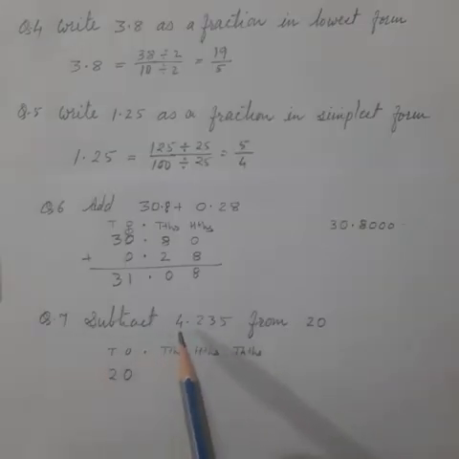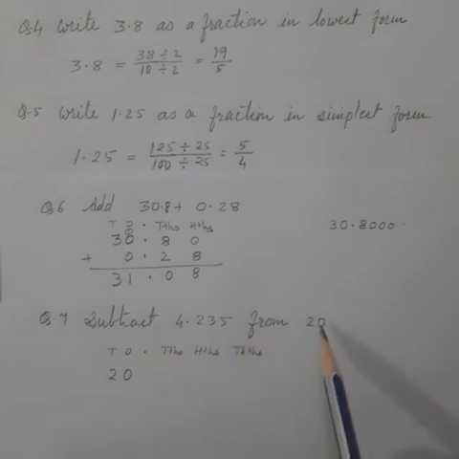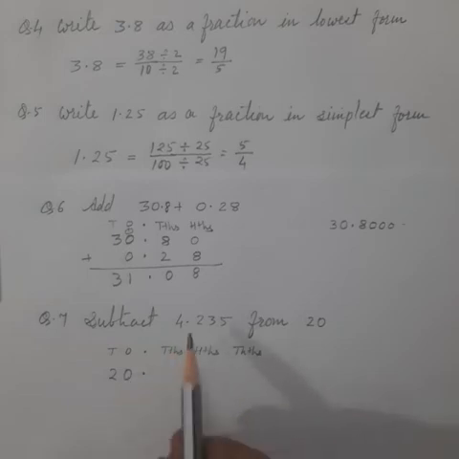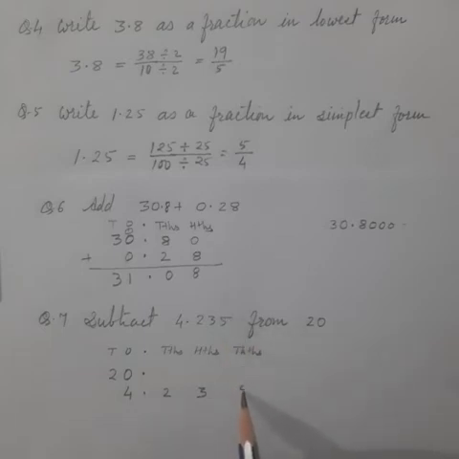Question 7. Subtract 4.235 from 20. To carry out subtraction, we have to write the given numbers properly in the place value chart. From 20, we have to subtract this decimal number. So 20 we have to write first. Decimal point comes after ones place. Here 4 is at ones place, point below the point. 2 is at first place after decimal point. 3 is at second place after decimal point. 5 is at third place after decimal point. We have to subtract. These are not like decimals, so make them like decimals.